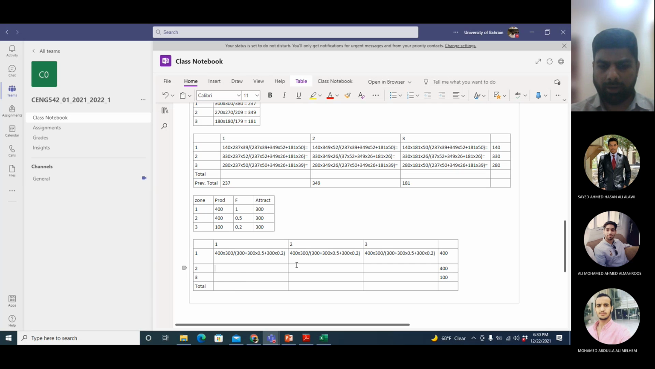Okay, then for zone 2, again 400, attraction 300, multiplied by the 2 to 1 factor, which is 1, and then 300 into 1, plus 300 for 2 to 2, the factor is 0.5, and 2 to 3, the factor is 0.2. Okay. Production is the same. Attraction is also the same. So this will remain as it is. The difference will come here because the production is now 100.